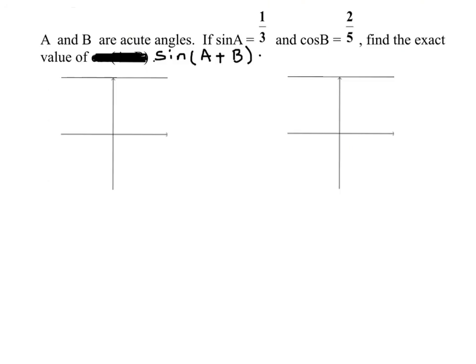Okay, you're doing this one on your own too. Here's a little hint. This part is telling you where to draw the angles, what quadrant they go in. Of course, you always have your given, so you've got two sides of the A triangle, two sides of the B triangle. And I want you to find the exact value of sine A plus B.